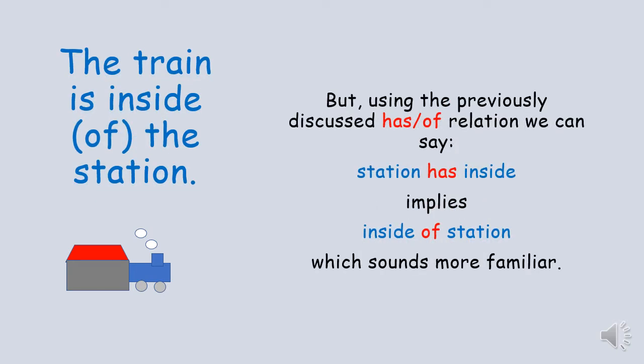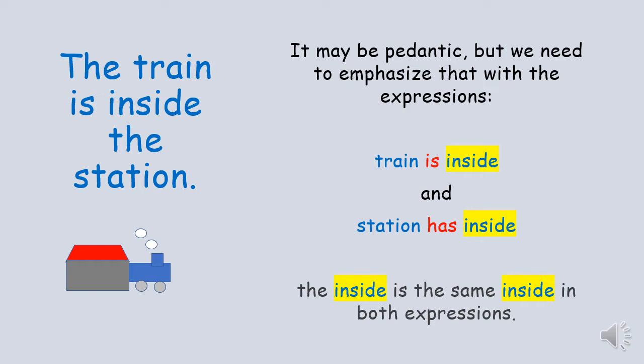But using the previously discussed has of relation, we can say station has inside implies inside of station, which might sound rather more familiar. It may be rather pedantic, but we need to emphasize that with the expressions train is inside and station has inside, the inside is in fact the same inside in both expressions.